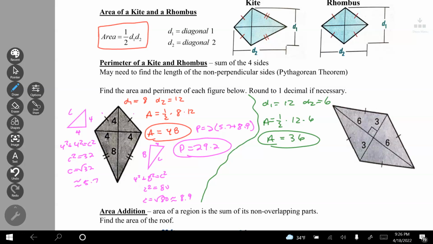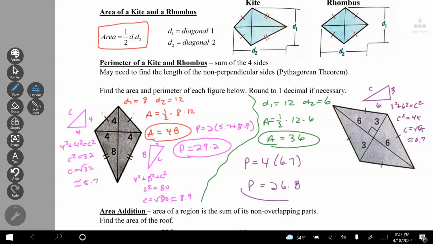So I'm going to set up my little triangle. I set up my little triangle. The legs on the right triangle are 3 and 6. So c is the square root of 45, about 6.7. So my perimeter is just 4 times 6.7 because all sides are the same. So my perimeter is 26.8 units, whatever the units are for this problem.